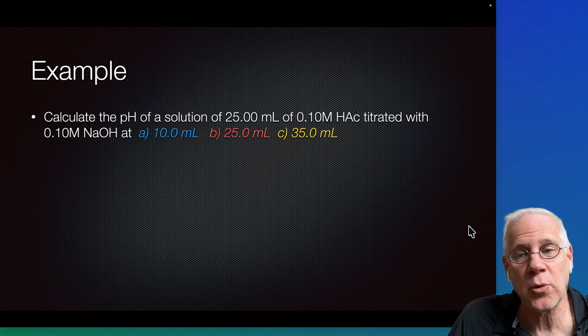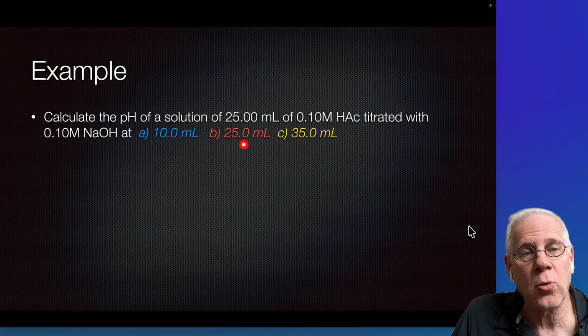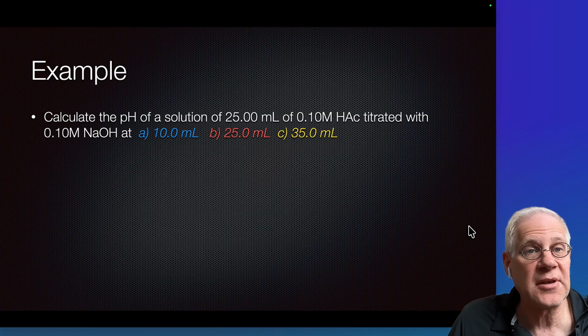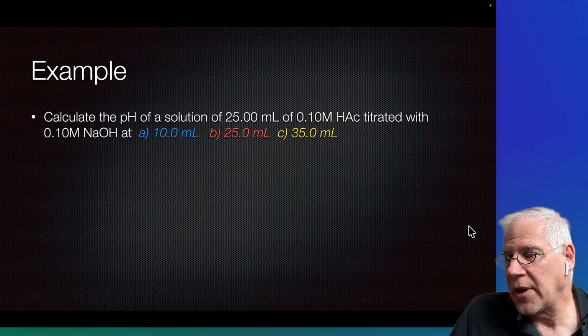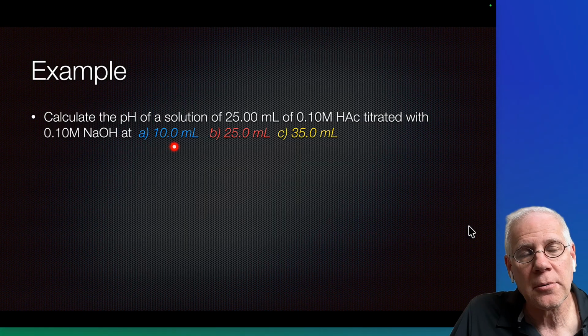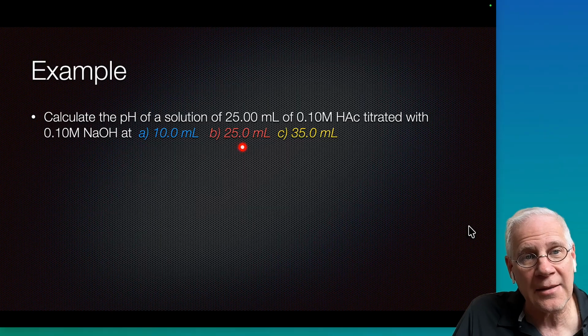So it will take 25 milliliters right here for B. It will take 25 milliliters in order to neutralize the acetic acid with the base sodium hydroxide. So what we have here is a point before our endpoint, a calculation right at the endpoint, and then a calculation that comes after the endpoint.